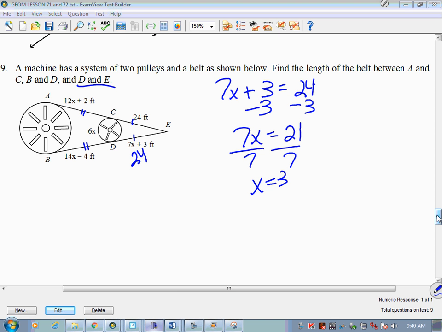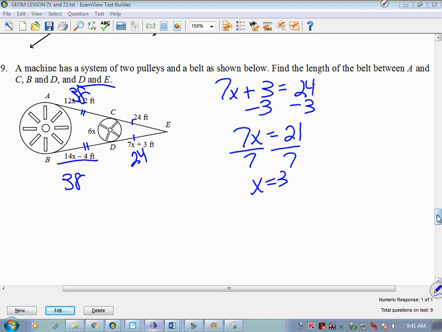All right, the other one they wanted was BD. So what do we need to do here? Okay, so 14 times 3. Anybody? 42 minus 4. 38. Do I need to plug x into AC, or do I already know what it equals? Should equal 38, right?